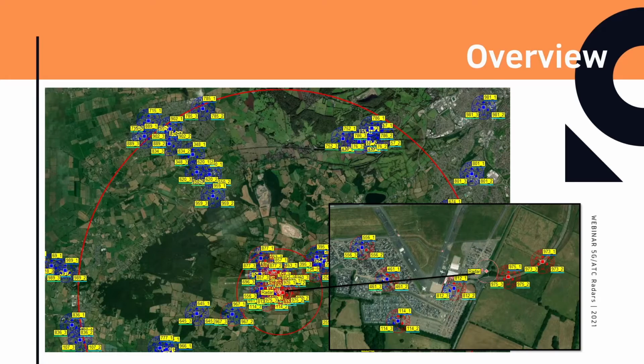This is a closer view. You see where the radar is. The radar is here, and then you've got 5G sites. And these 5G sites are randomly generated. They're not actual 5G sites. It's just for demonstration purposes.